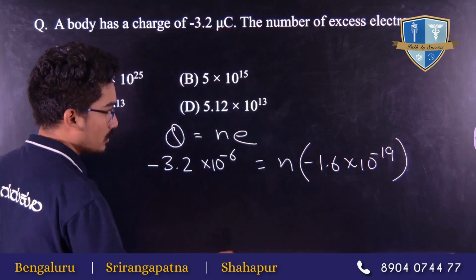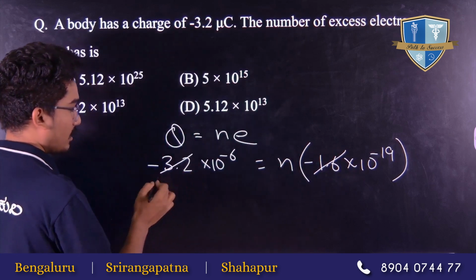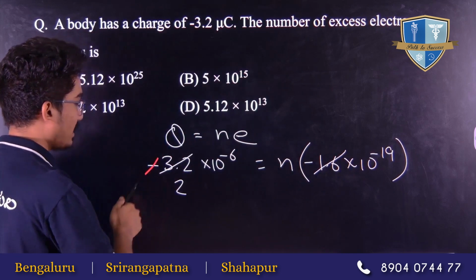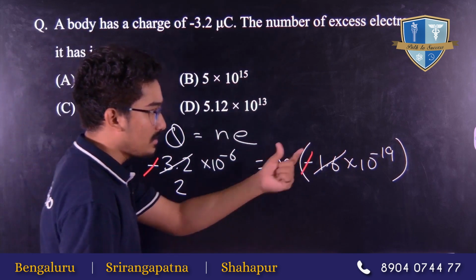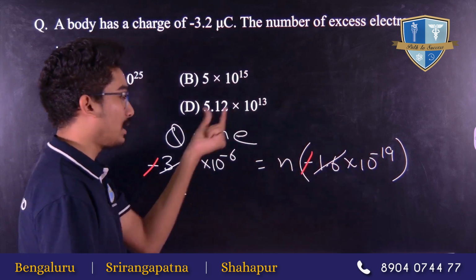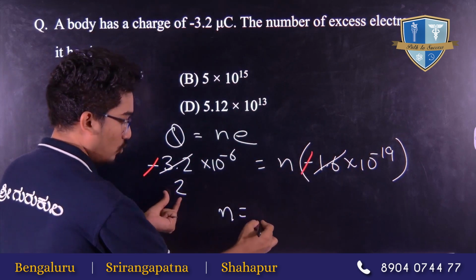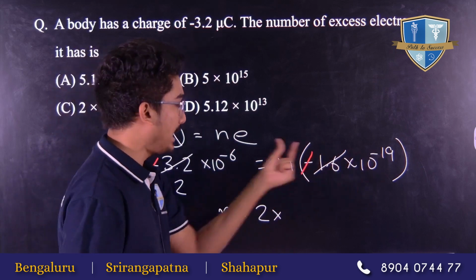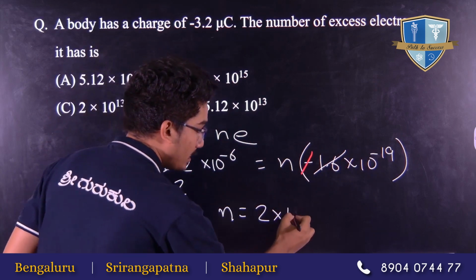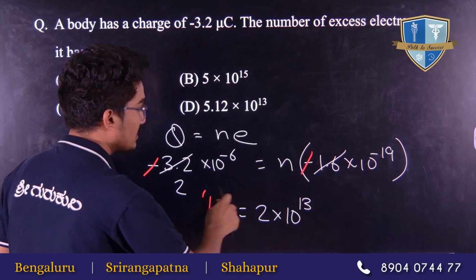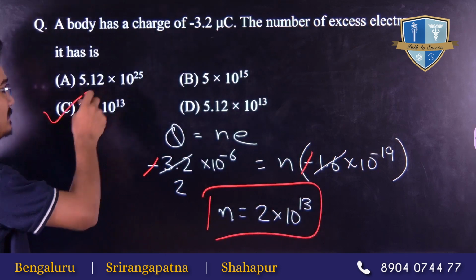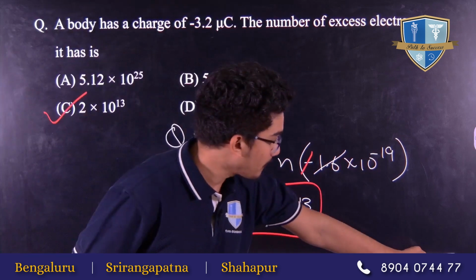Correct? So 1.6 ones are 1.6, and this is 3.2, so 2s are 3.2. The negative signs will cancel out, and this 10 to the power minus 19 will come on the other side. It will become 10 to the power plus 19. So n will be equal to 2 into 10 to the power 19 minus 6, which is 10 to the power 13. So our correct answer will be option C. Let's see the next question.